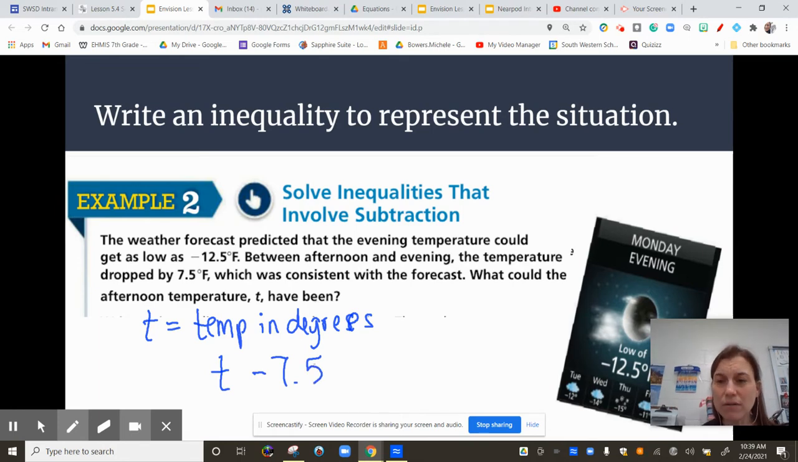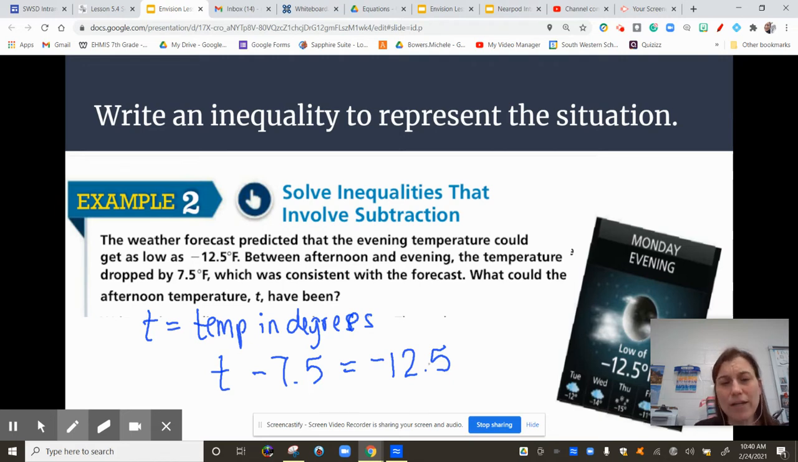And we don't know, over on the right is where we would normally, if we're writing an equation, have equals and we would have the end result. So first this takes place and then it drops and then what happens at the end. But we don't know exactly what it would be. We just know that the lowest it could be is negative 12.5. That's the lowest result possible. But it could be negative 10 degrees or 0 degrees. There's lots of things it could be. But it's not going to be any lower than negative 12.5.